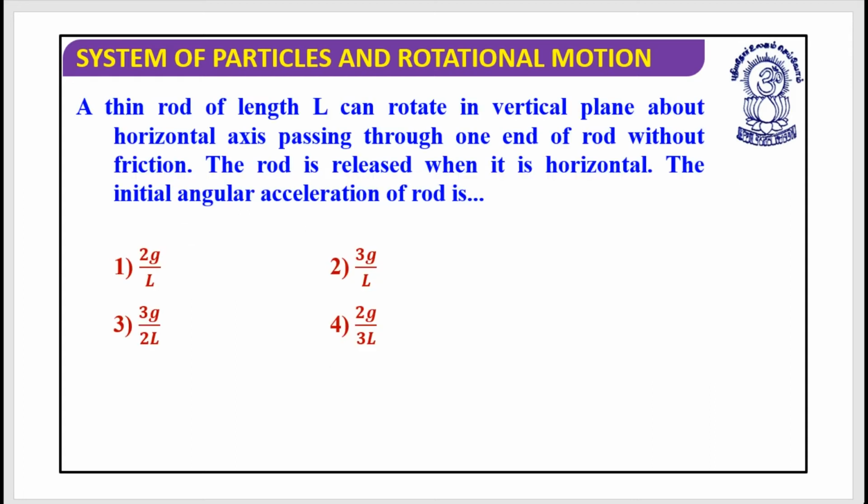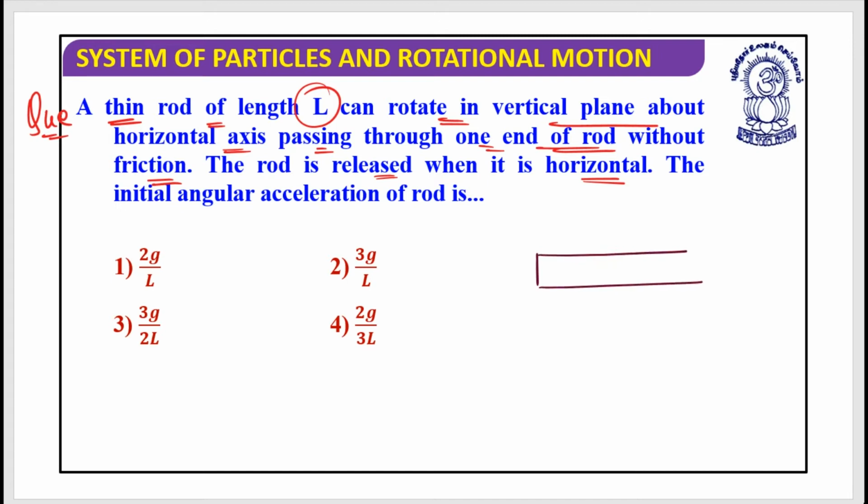The question says that a thin rod of length L can rotate in a vertical plane about a horizontal axis passing through one end of the rod without friction. The rod is released when it is horizontal. Find the initial angular acceleration of the rod. First, let's see how the situation could look.